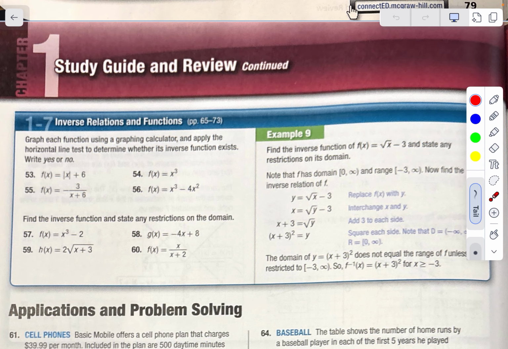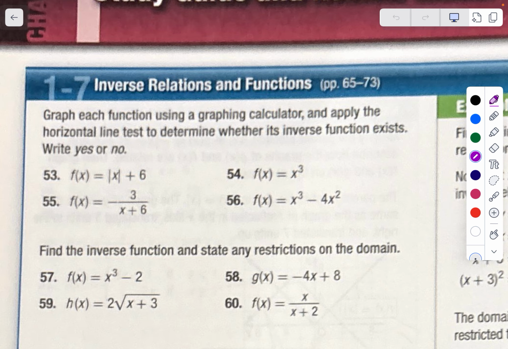Okay, so 1.7 was about inverse functions. It says in 1.7, graph each function and then apply the horizontal line test to determine whether the inverse of the function exists. So I'm going to be your graphing calculator, but if you weren't going to put these into Desmos, this one here is a V that's up 6, okay? Because of that, it fails the horizontal line test. Anytime it's an absolute value function, the standard absolute value function, that would be a no.